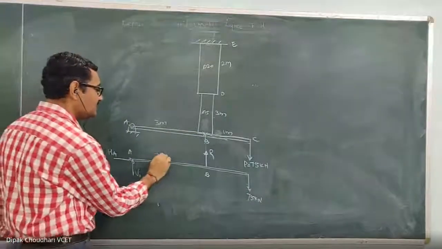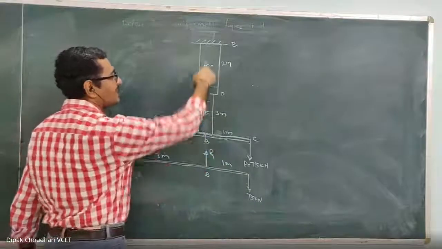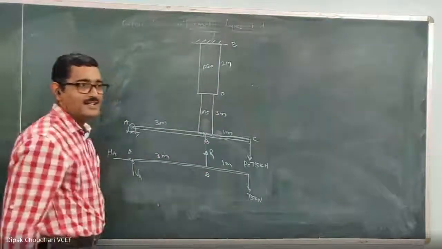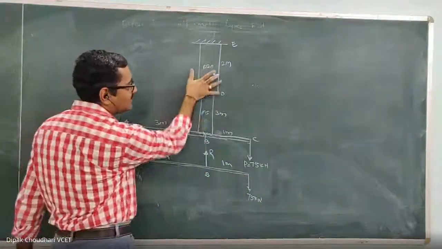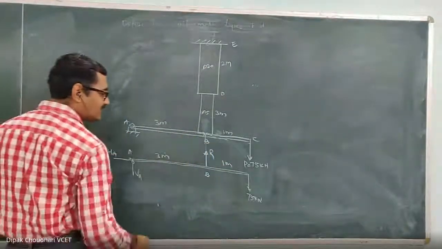Here, this distance is 3 meter, this is 1 meter. This rod remains in equilibrium because of this reactive force exerted by this rod. And this is the reaction exerted by this rod on this rod. Now apply the condition of equilibrium, you will get this reactive force R.